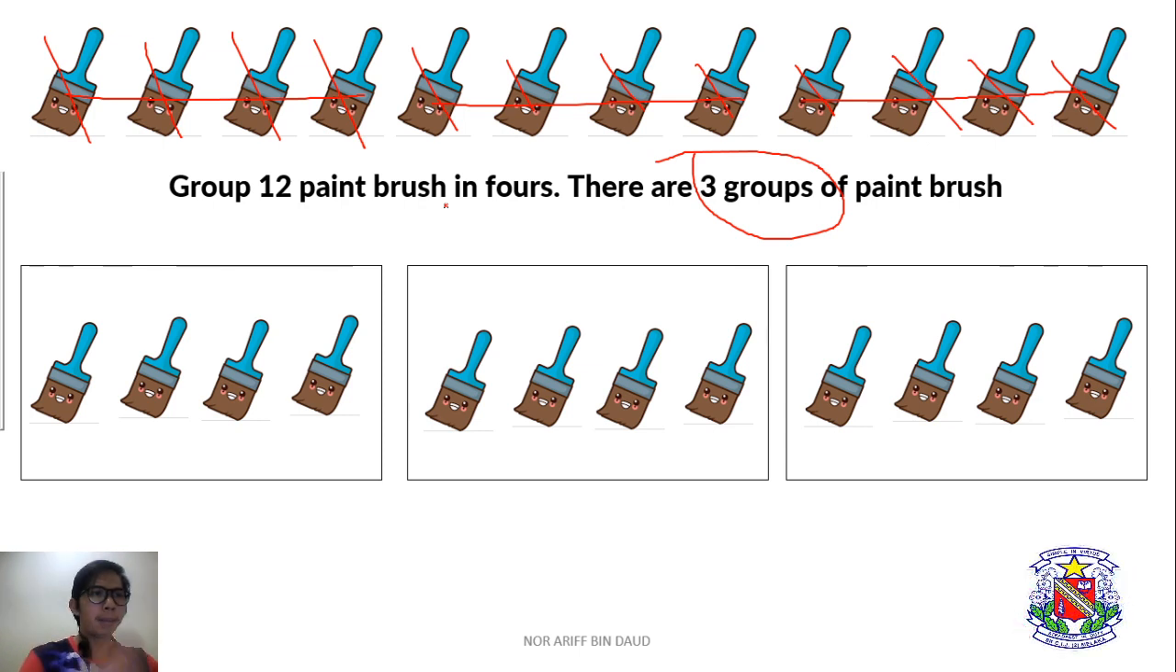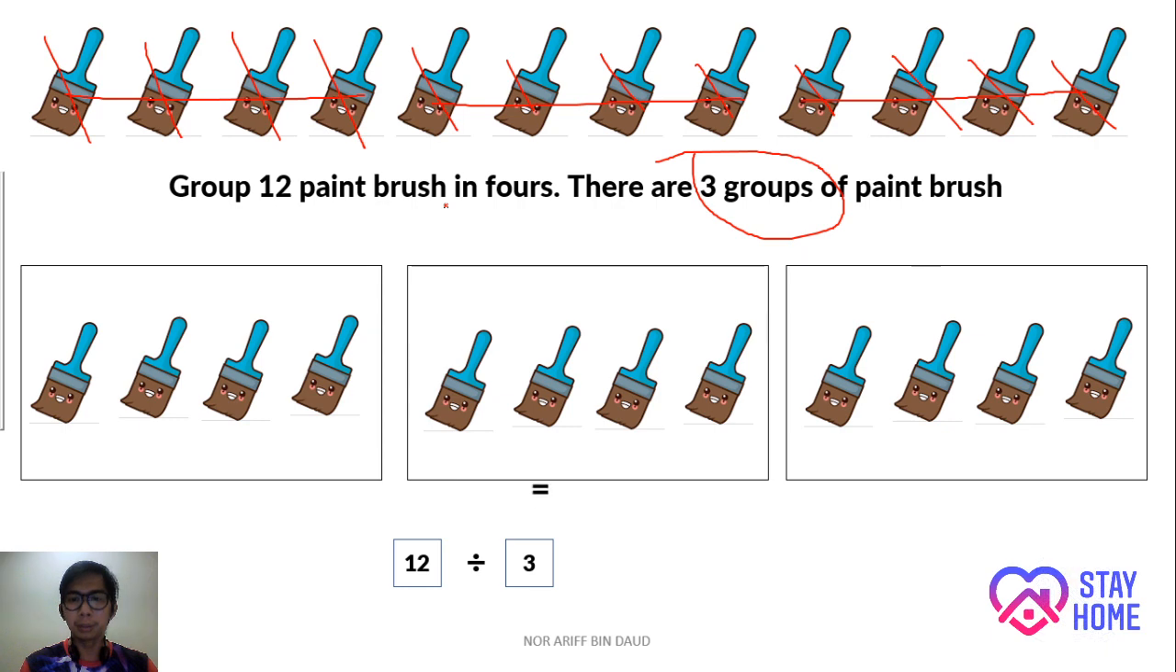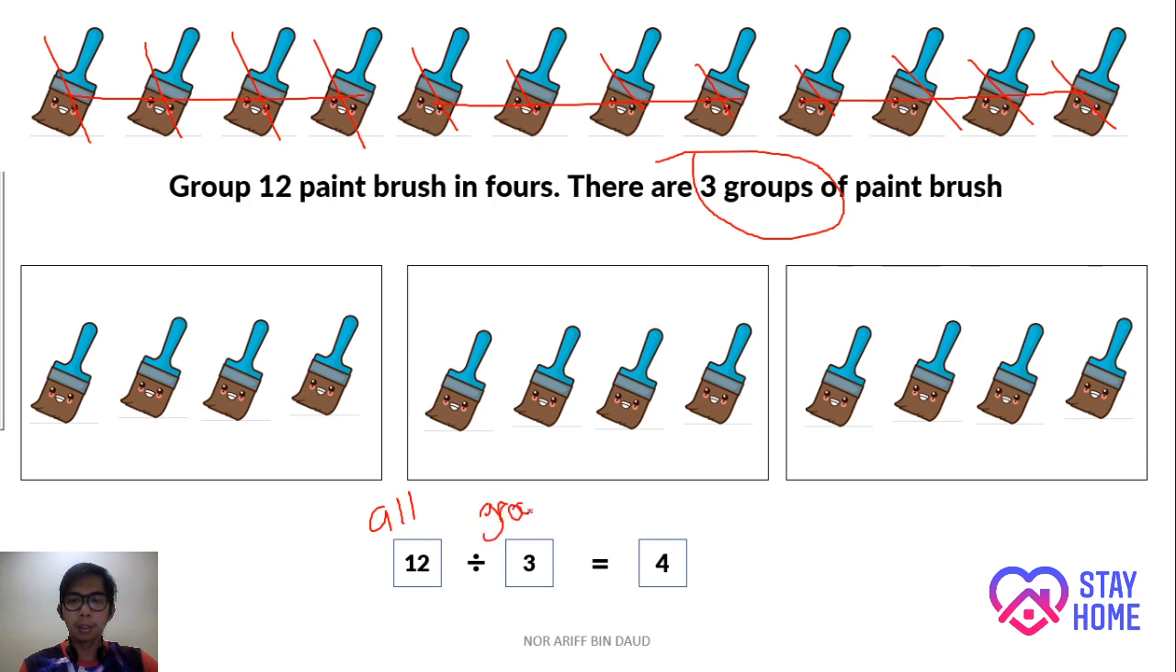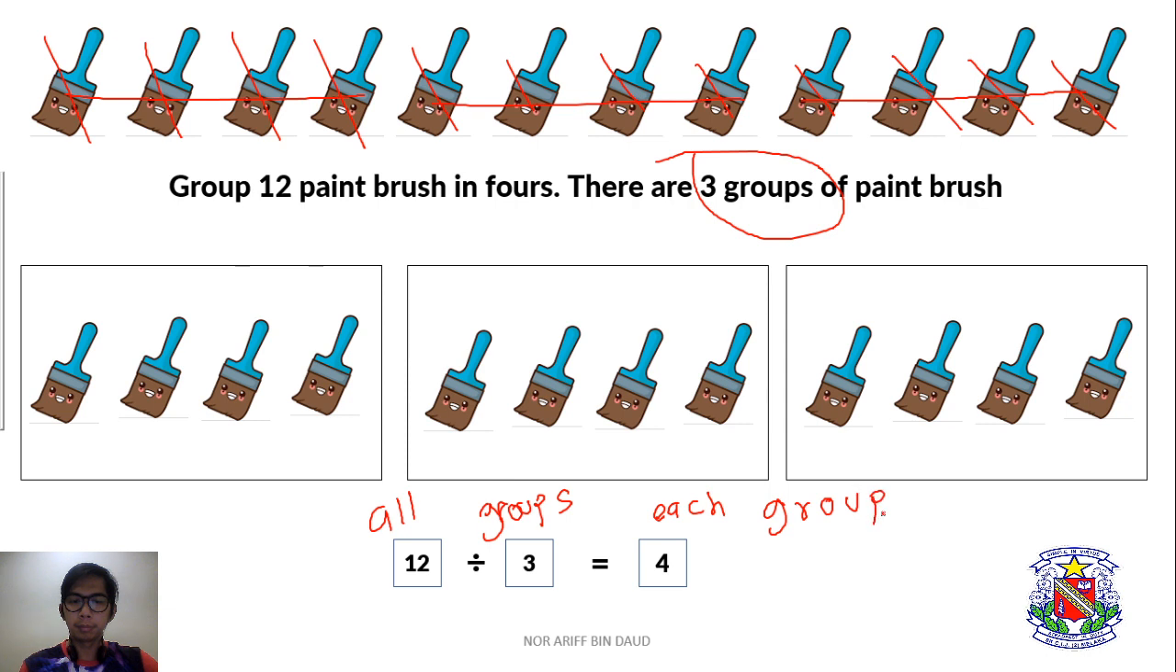Now how do we write the number sentence for this question? The answer will be 12 divided by 3 equals 4. I repeat again, 12 stands for all 12 paintbrushes here. 3 stands for 3 groups of paintbrushes here. 4 stands for 4 paintbrushes in each group. Okay, understand? Now we go to the next slide.